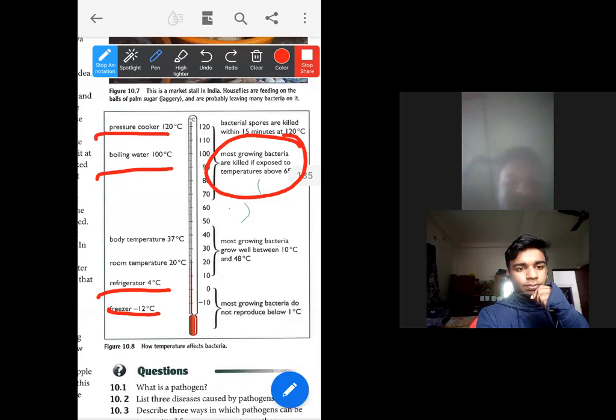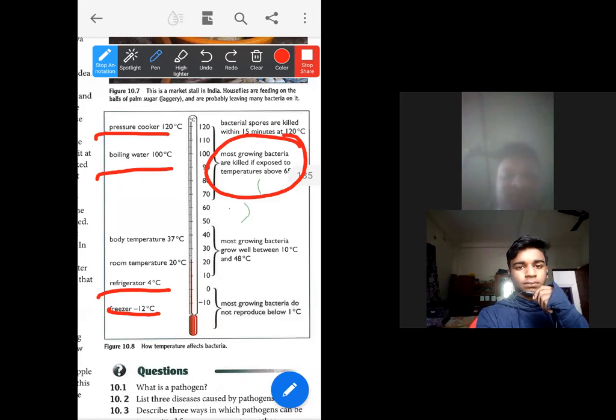This is why it is always said that we should cook the food in a pressure cooker, right? Because in the pressure cooker, the temperature is 120 degrees centigrade. That will not only kill the bacteria, it will also kill the bacterial spores.